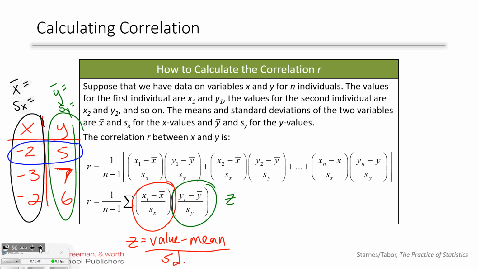say, all right, well, what's the z-score for this x value? What's the z-score for this y value? Let's multiply them together. And then the z-score for this x and y, multiply them. Z-score for this x and y, multiply them together. Add them all up, that's that summation, right? And then average them out, basically.